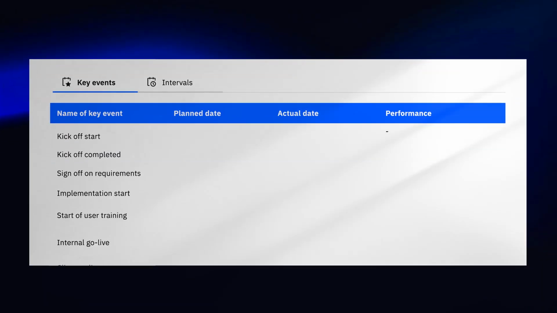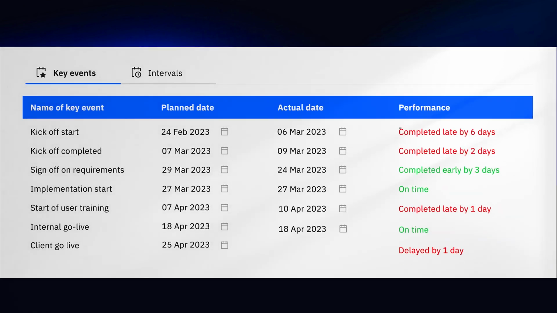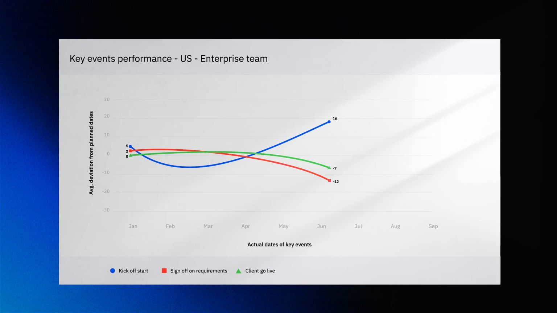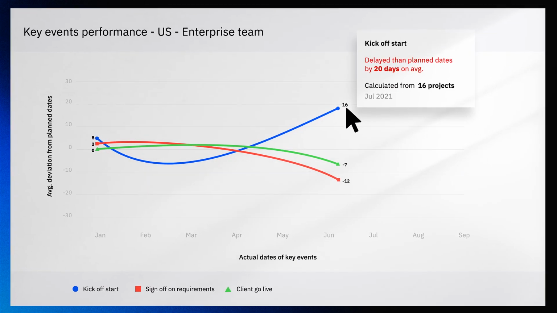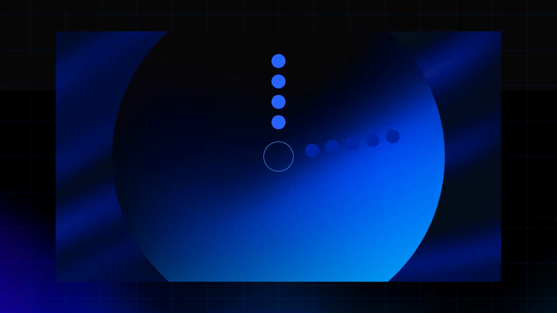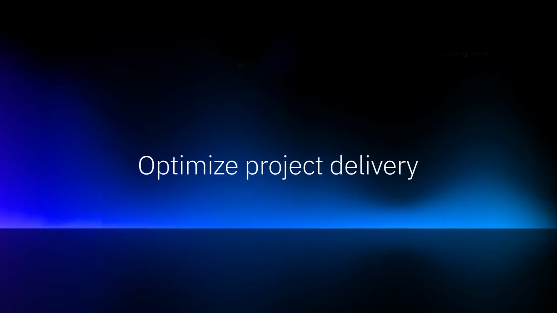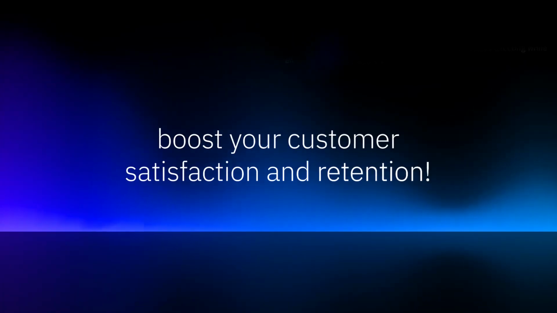And it doesn't end there. Implementation teams can now track their pacing against the planned timelines and course correct before it is too late. By tracking your key events, Interval IQ helps measure performance, proactively identify delays, be on track and within the schedule for every single project. With Interval IQ, optimize project delivery and boost your customer satisfaction and retention.